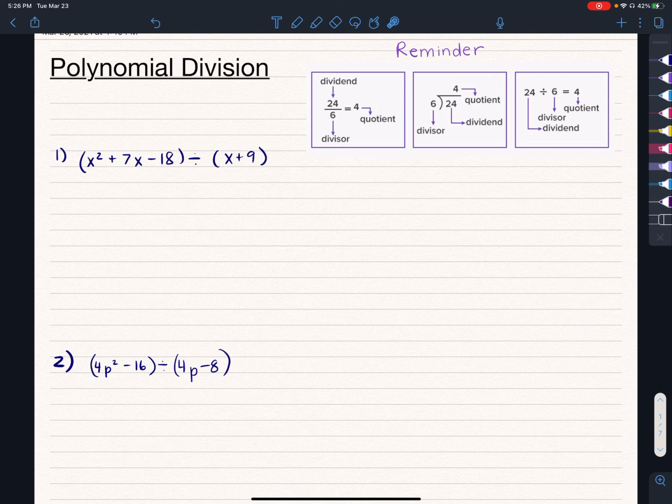Okay, so the first thing that we want to do when we have a polynomial division is to set it up as a long division. So the first thing we're going to do here is put x squared plus 7x minus 18 under a long division. There we go. And then we put the divisor over here on the left, so x plus 9.